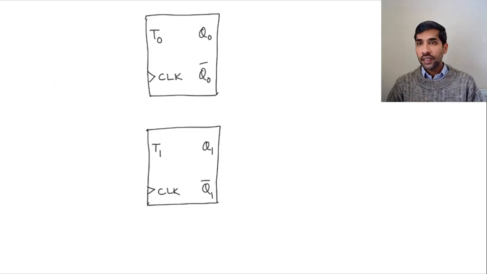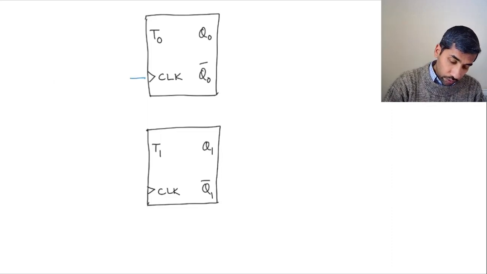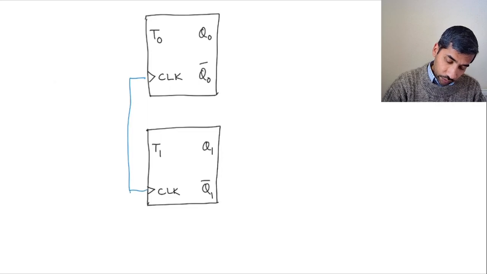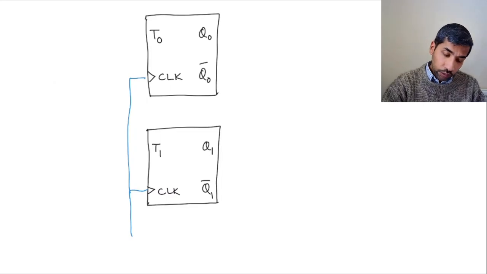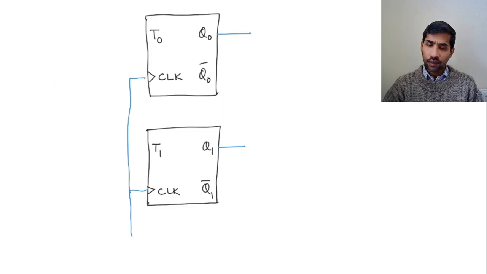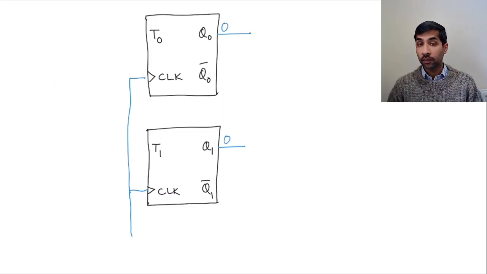Now, what does it involve to design a counter? Of course, you have clocks connected, so that's trivial. So let's leave that aside. Now, what you want to do is use the output that we have at a particular instant. So let's say you start off with a counter, the state being 0, 0.